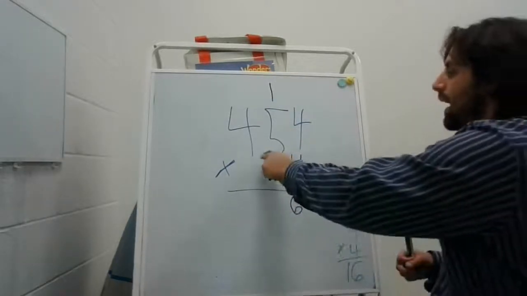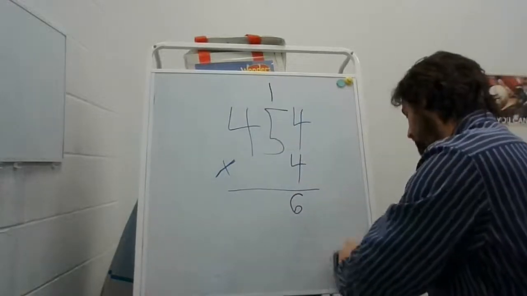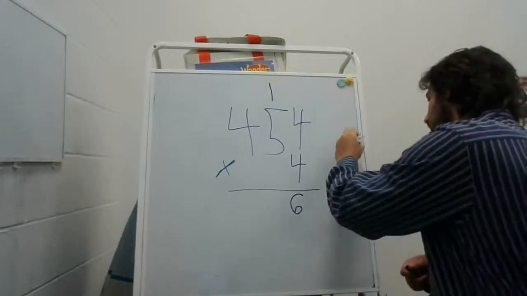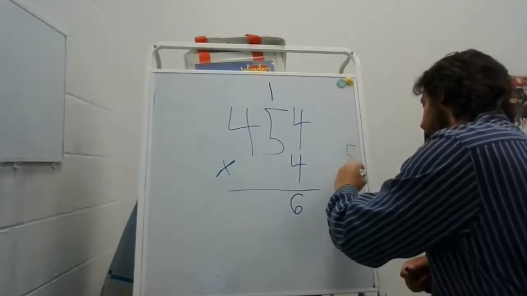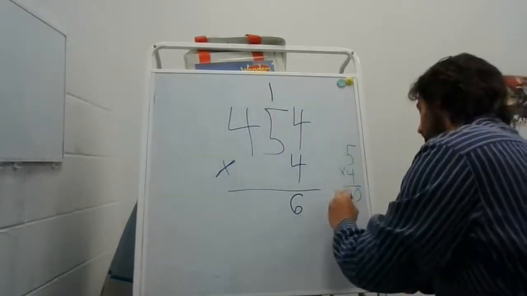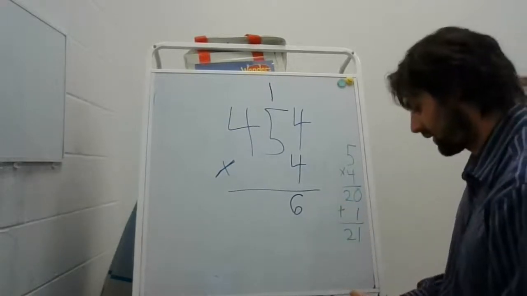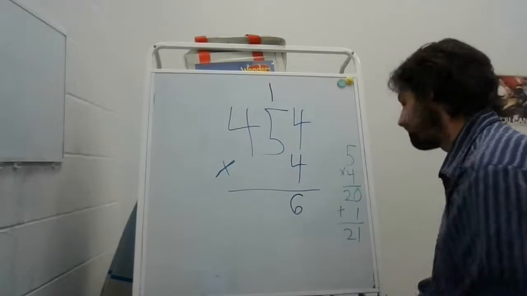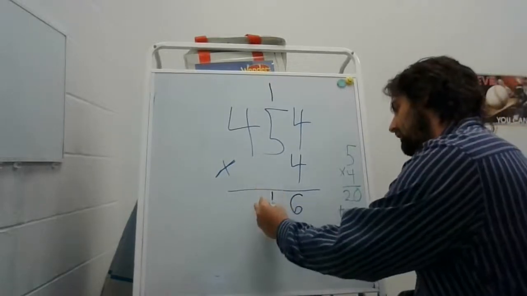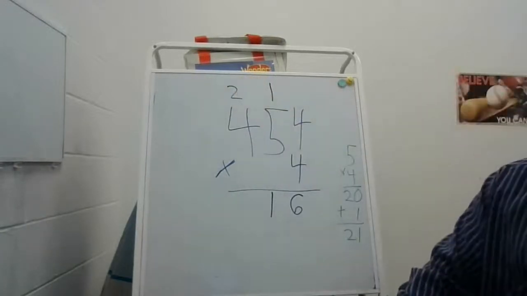Now we're going to multiply 5 times 4, and then we have to add the one that we carried over. So we multiply 5 times 4. 5 times 4 is 20. We have to add this one that we carried over. 20 plus 1 is 21. So now the 1 in the number 21 is going to go in the tens place. The 2 in the number 21 is going to get carried over to the hundreds place.